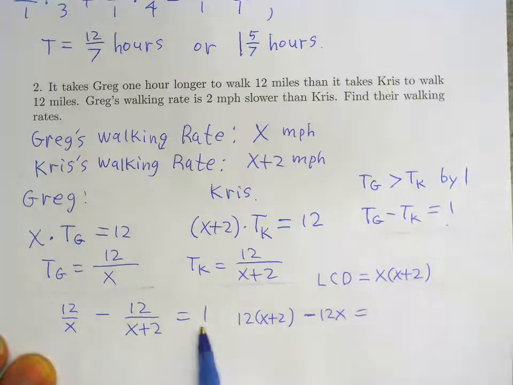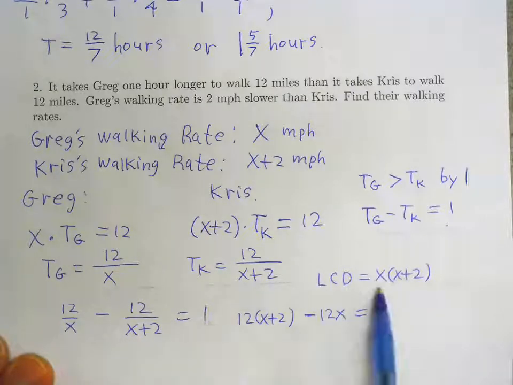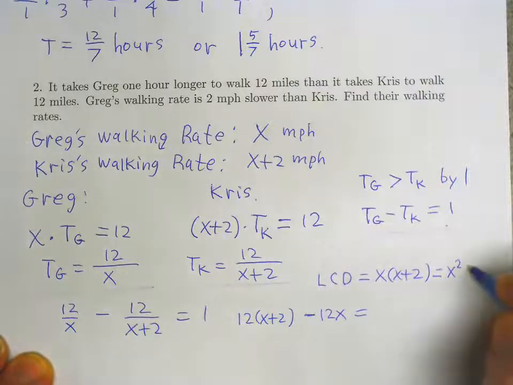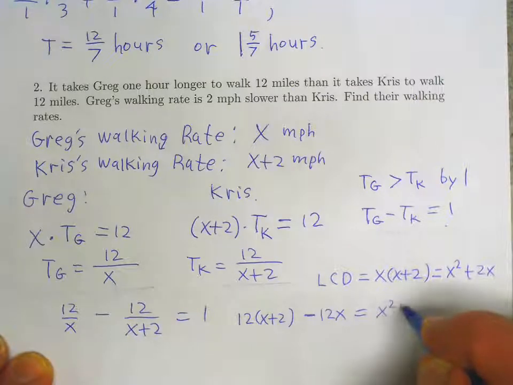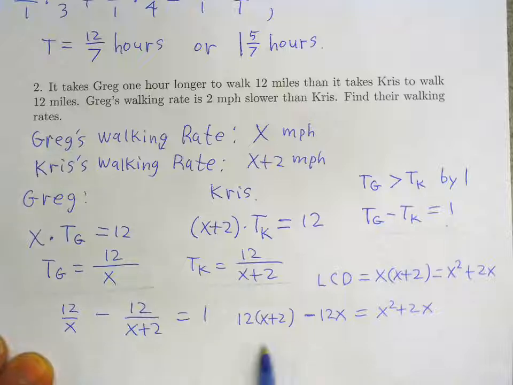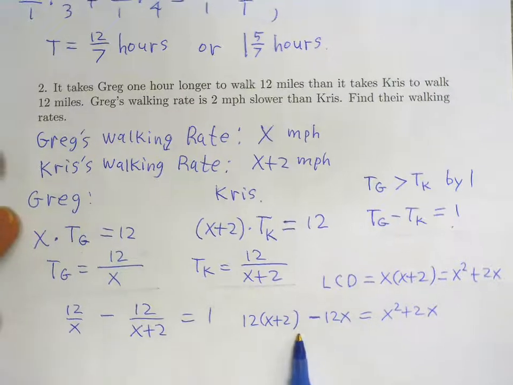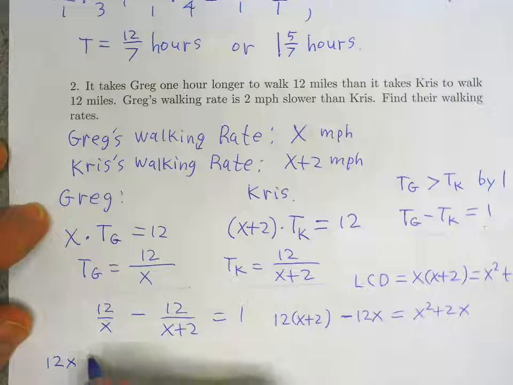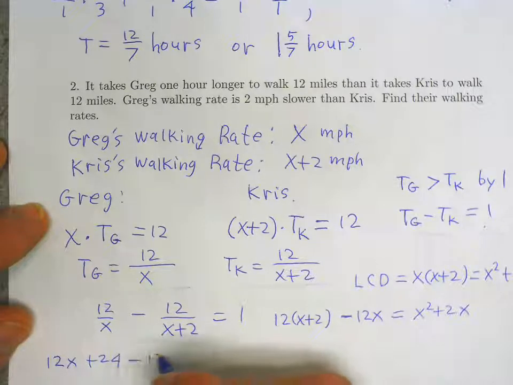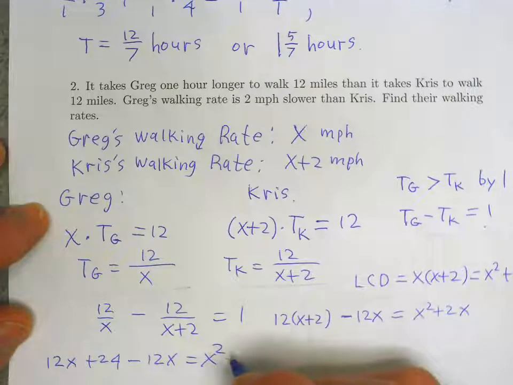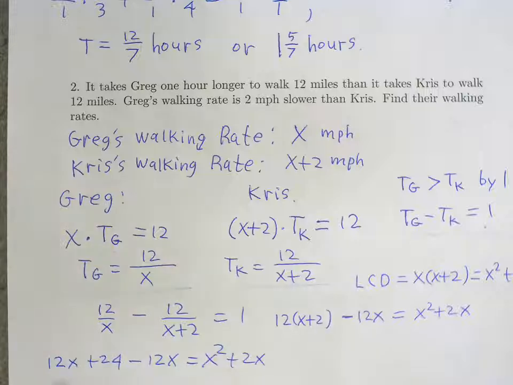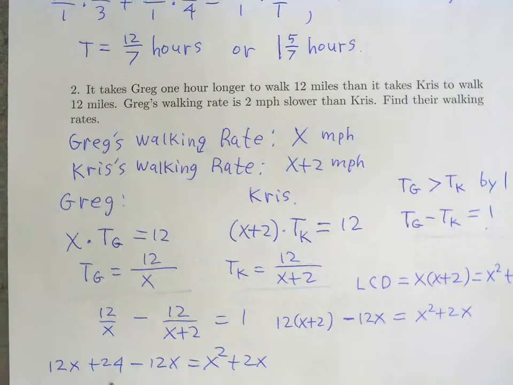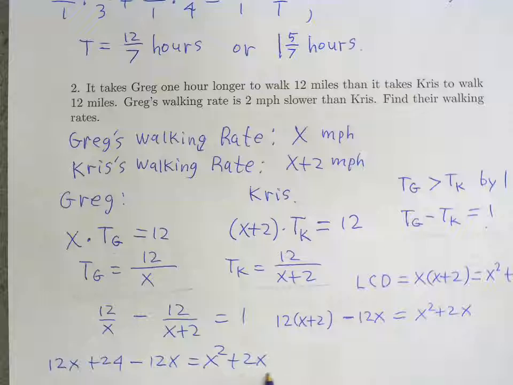And then on the right-hand side, we don't get any cancellations. Multiply 1 times x times x plus 2. I'm going to write the right-hand side in expanded form, which is x squared plus 2x. Okay, then we'll do the algebra and arithmetic. So on the left-hand side, we get 12x plus 24 minus 12x equals x squared plus 2x. Notice on the left-hand side, the 12x minus 12x, those combine to make 0. And so we just have 24 equals x squared plus 2x.